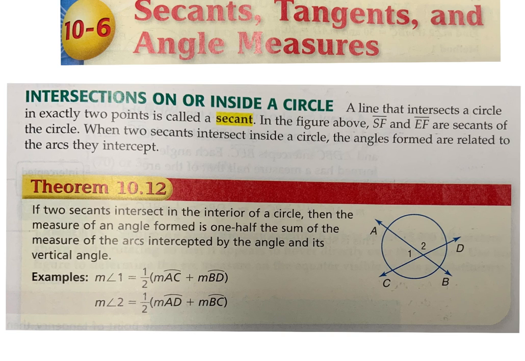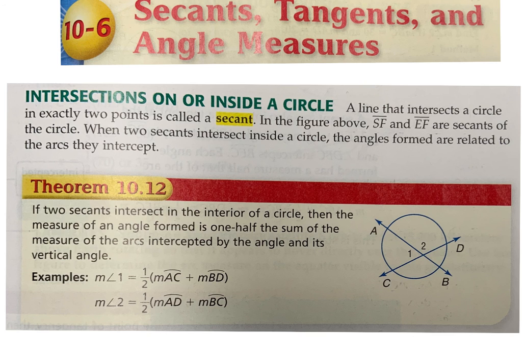A line that intersects a circle in exactly 2 points is called a secant. In the figure above, S, F, and EF are secants of the circle. And they show you the circle up there. In this one, AB and CD are secants of the circle. When two secants intersect inside a circle, the angles formed are related to the arcs they intercept.